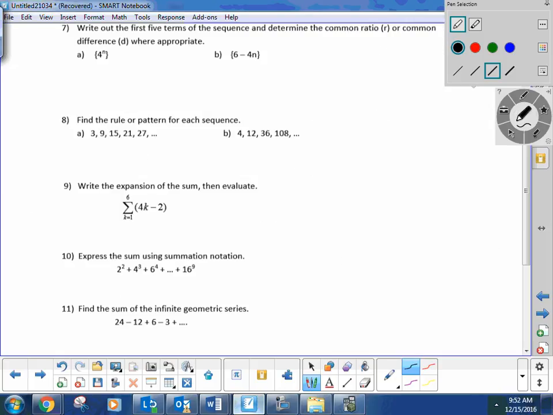Now here they want us to find the rule or pattern. First thing we have to do is determine if it's geometric or arithmetic. Now when I look, I discover 6, 6, and 6, and 6. So that guarantees me that it's arithmetic, first of all. And the other thing is that d is 6. So with that, I'm going to just use this equation: a sub n is equal to a sub 1 plus n minus 1 times d.